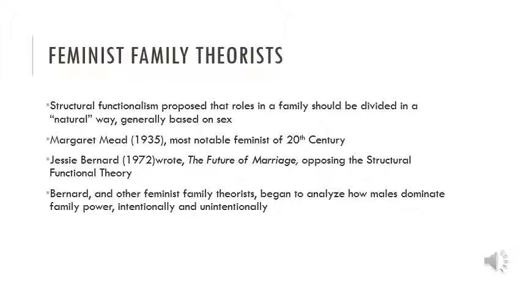Jessie Barnard wrote the book The Future of Marriage, in which she contradicted the perspective of marriage, in that there are 2 types of marriage, his marriage and her marriage, and his marriage tended to be a better option. Barnard and other feminist family theorists began to analyze how males dominate family power, whether it be intentionally or unintentionally.